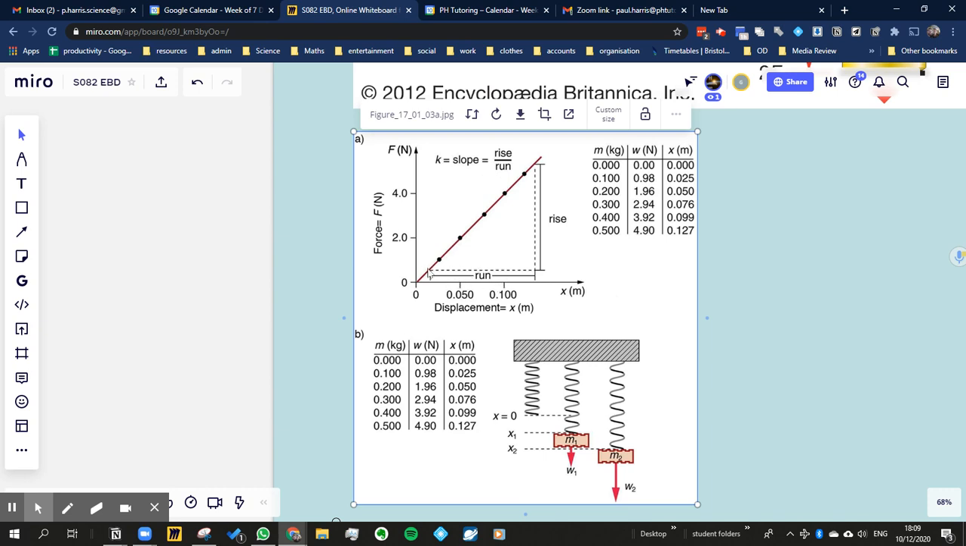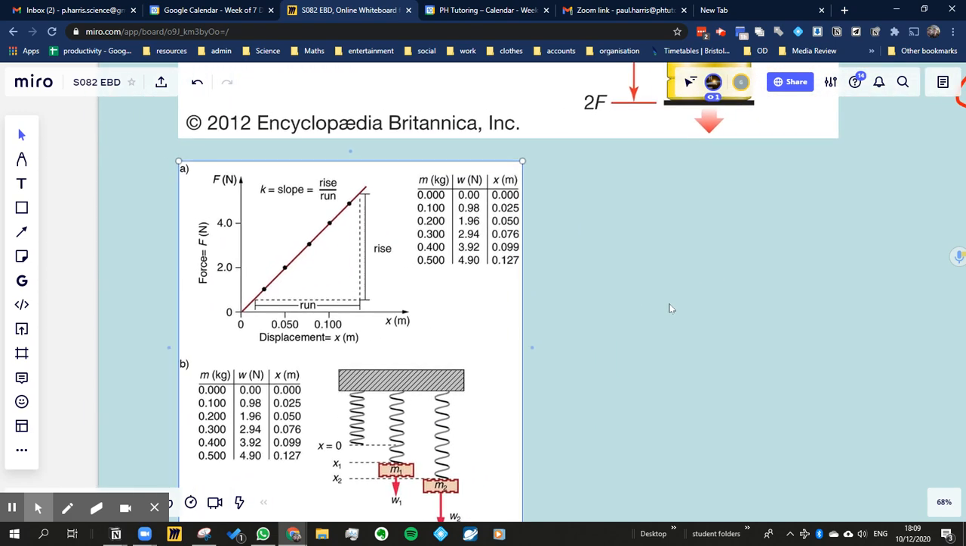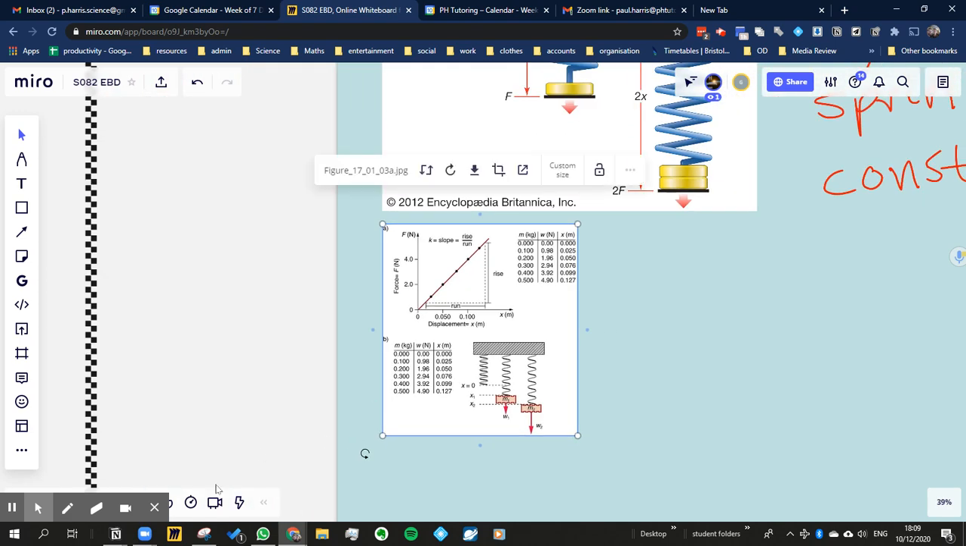So we don't want to go too much into this detail, but all it's saying is that if you plotted the force against the extension, it says displacement, okay, force against the extension, it will make a straight line. That's Hooke's law, okay? Very, very quickly, Hooke's law.